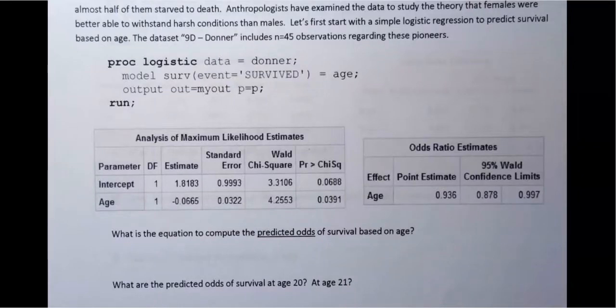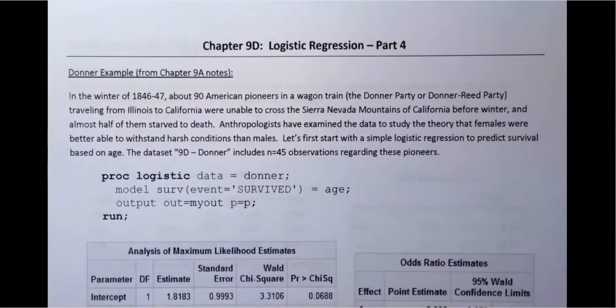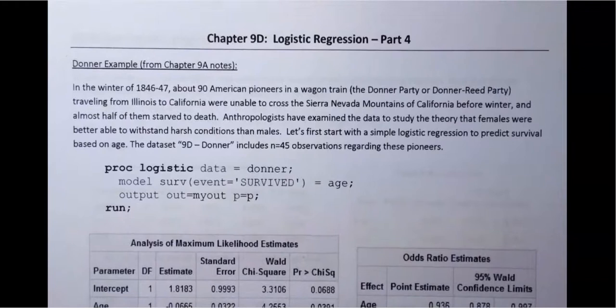Okay, so now we're going to move into Chapter 9D notes. This is going to be a longer set of notes, so I'll probably break this down into more videos. And we're going to use an exciting example here, the Donner Party. I already talked about this a little bit a few sets of notes ago.